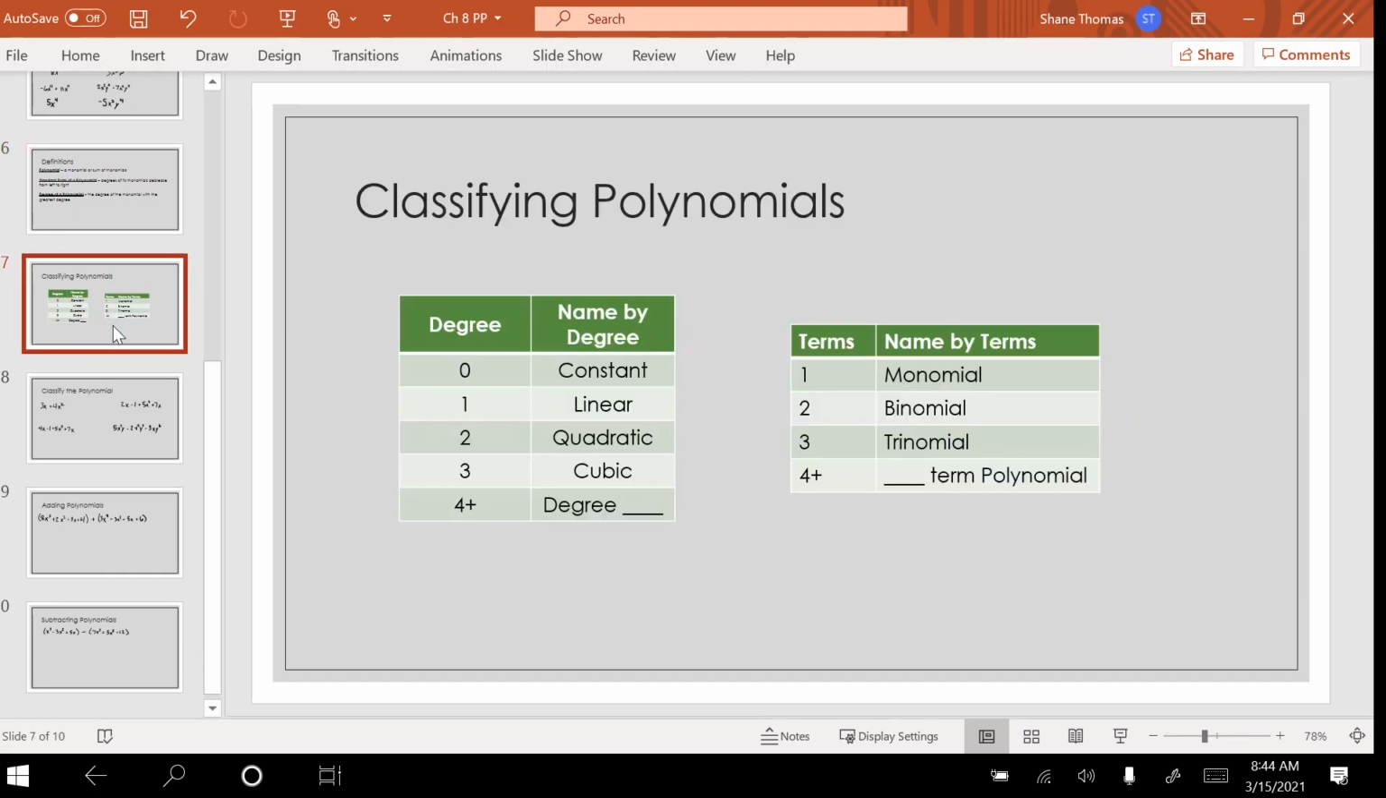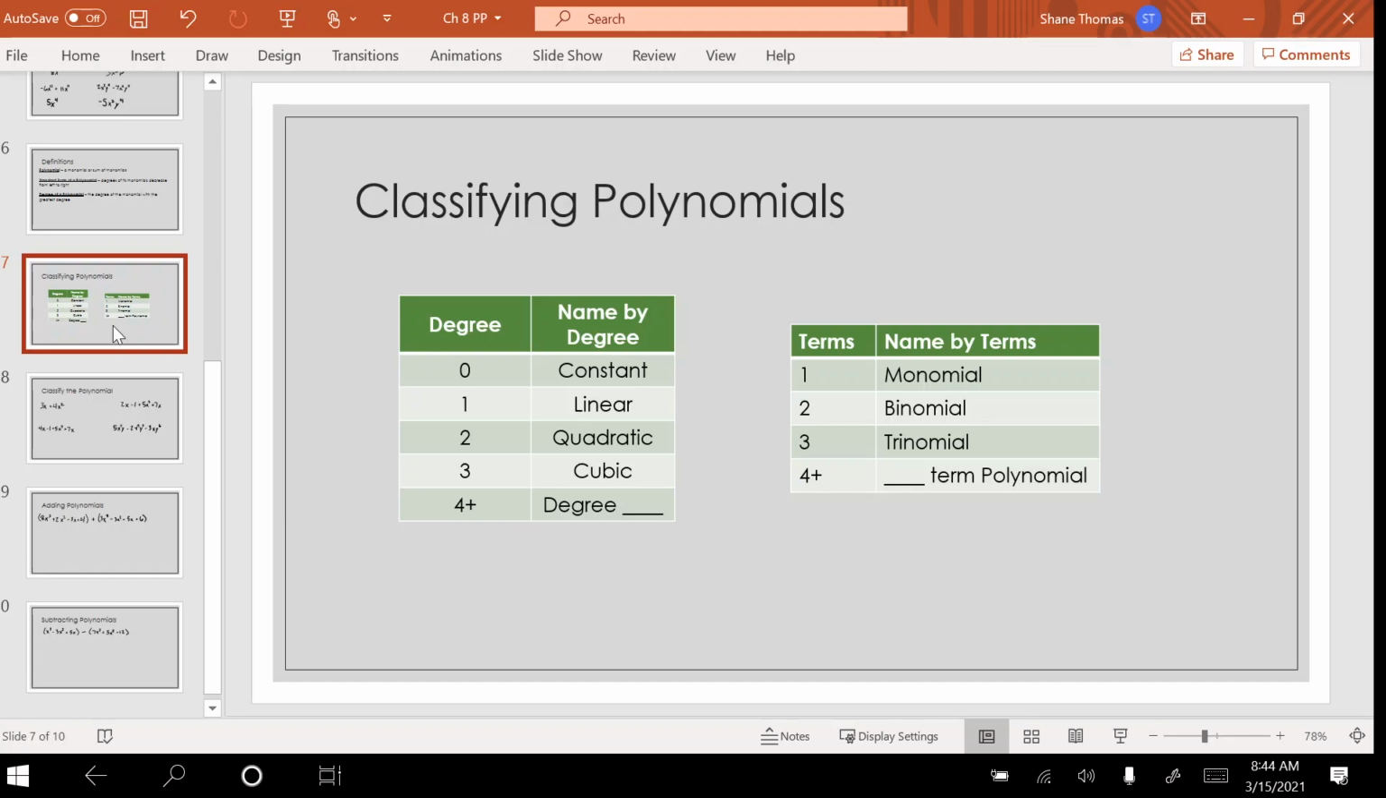Okay. So when we classify these, we can classify them two ways. When I say classify the polynomial, you're going to do it based on two things. One is the degree. We've already talked about it. Here's the first couple of degrees. If something has a degree 0, meaning there's no x, it's just a constant. Degree 1 is linear. Degree 2 is quadratic. Degree 3 is cubic. And after that, it would just be degree 4, degree 5, degree 6. There are no more fancy names for them. From 4 and bigger, it's just degree whatever it is.